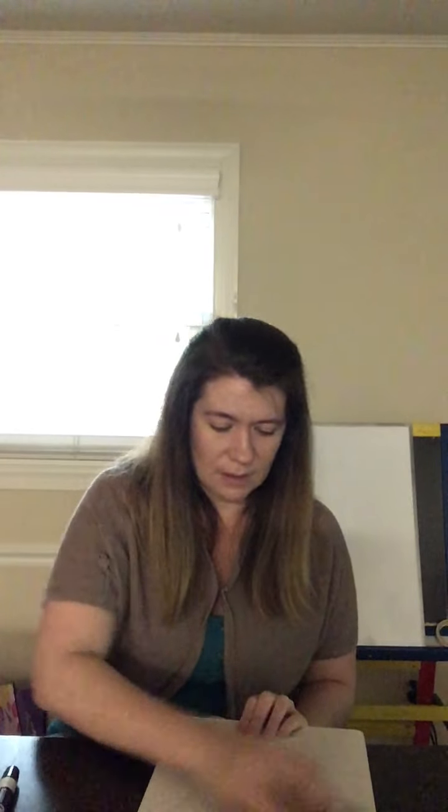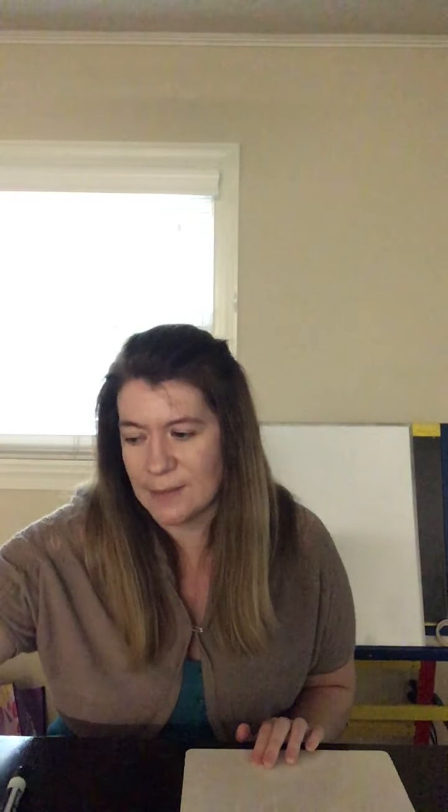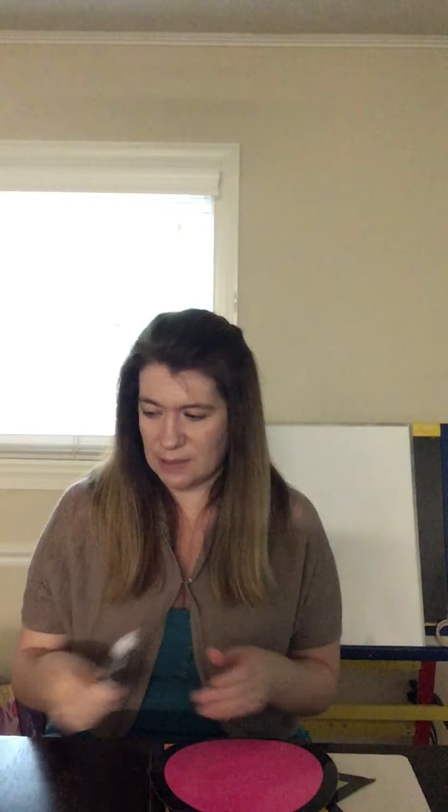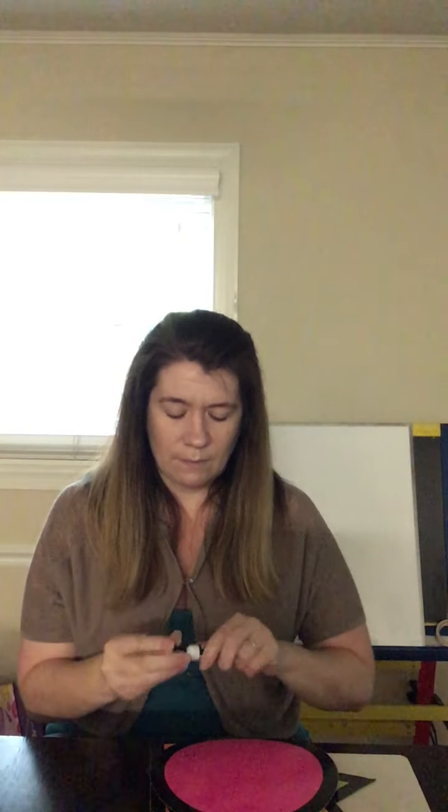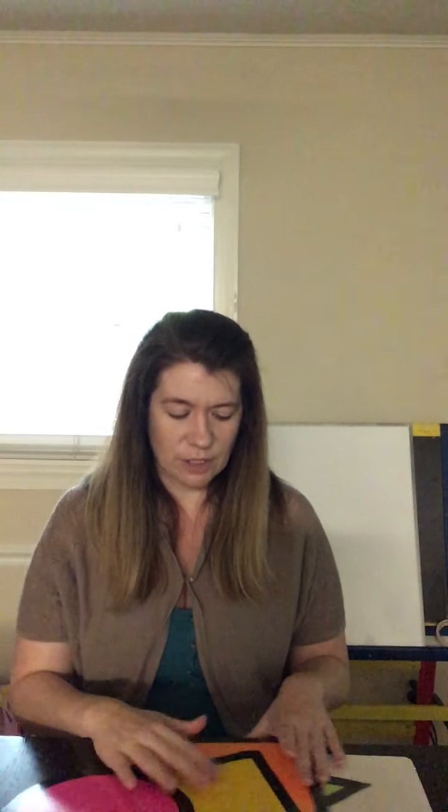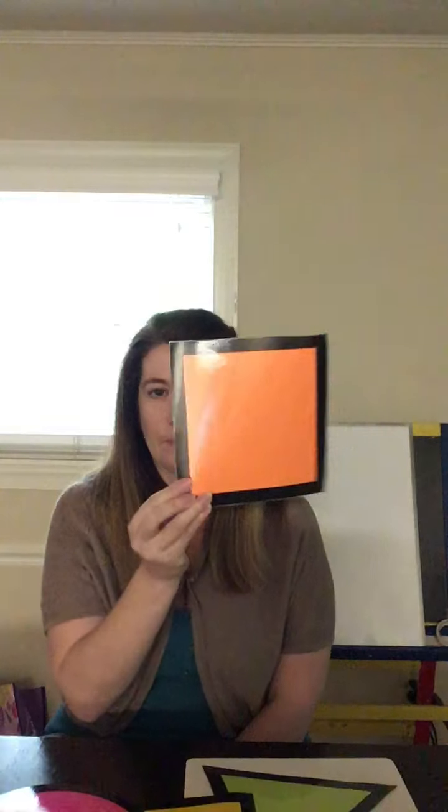All right, so we did our 4 shapes. Let's see if you remember which shapes that we talked about. We're going to review them based on their attributes again. So the first shape has 4 sides that are all the same. Which one is 4 sides that are all the same? You're right, it's the square. The square has 1, 2, 3, 4 sides that are equal.